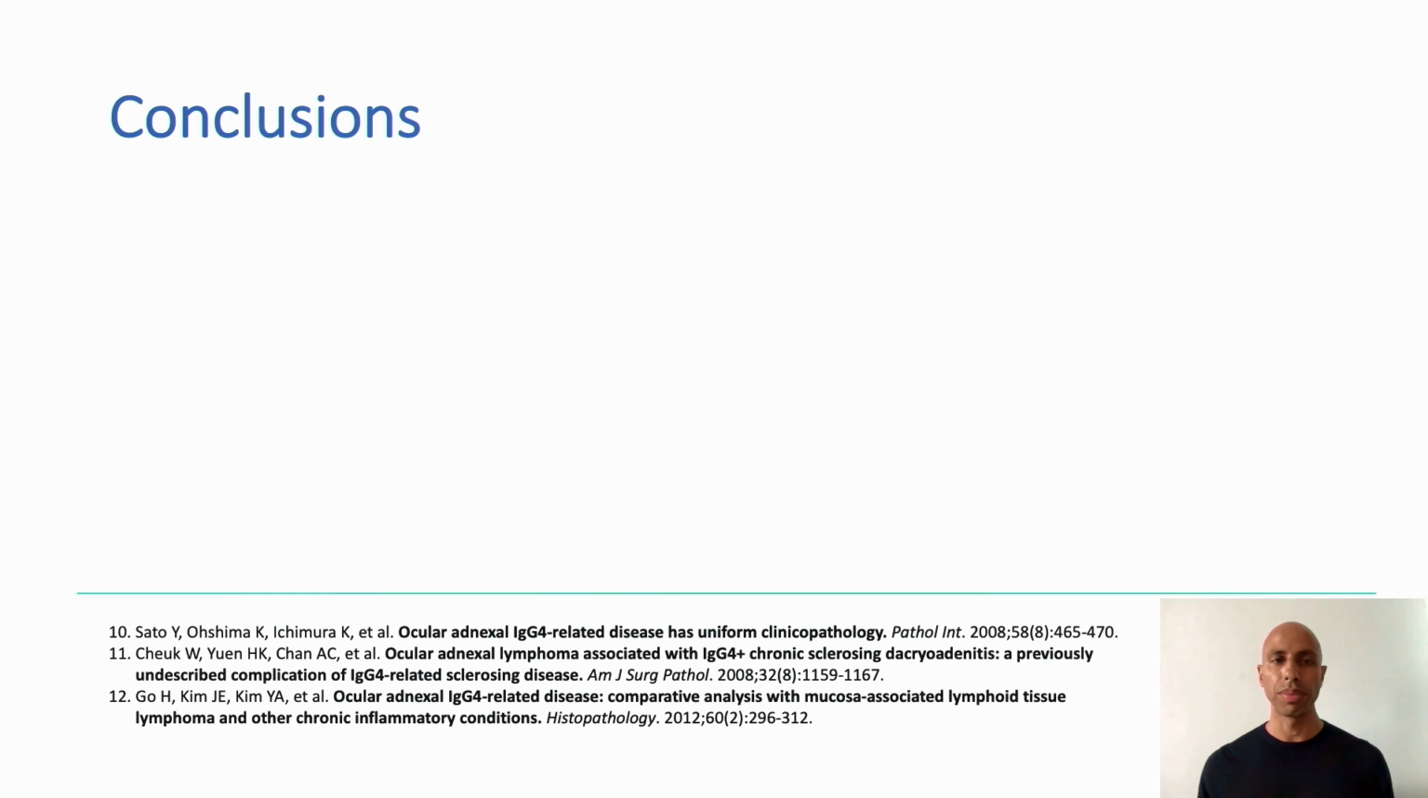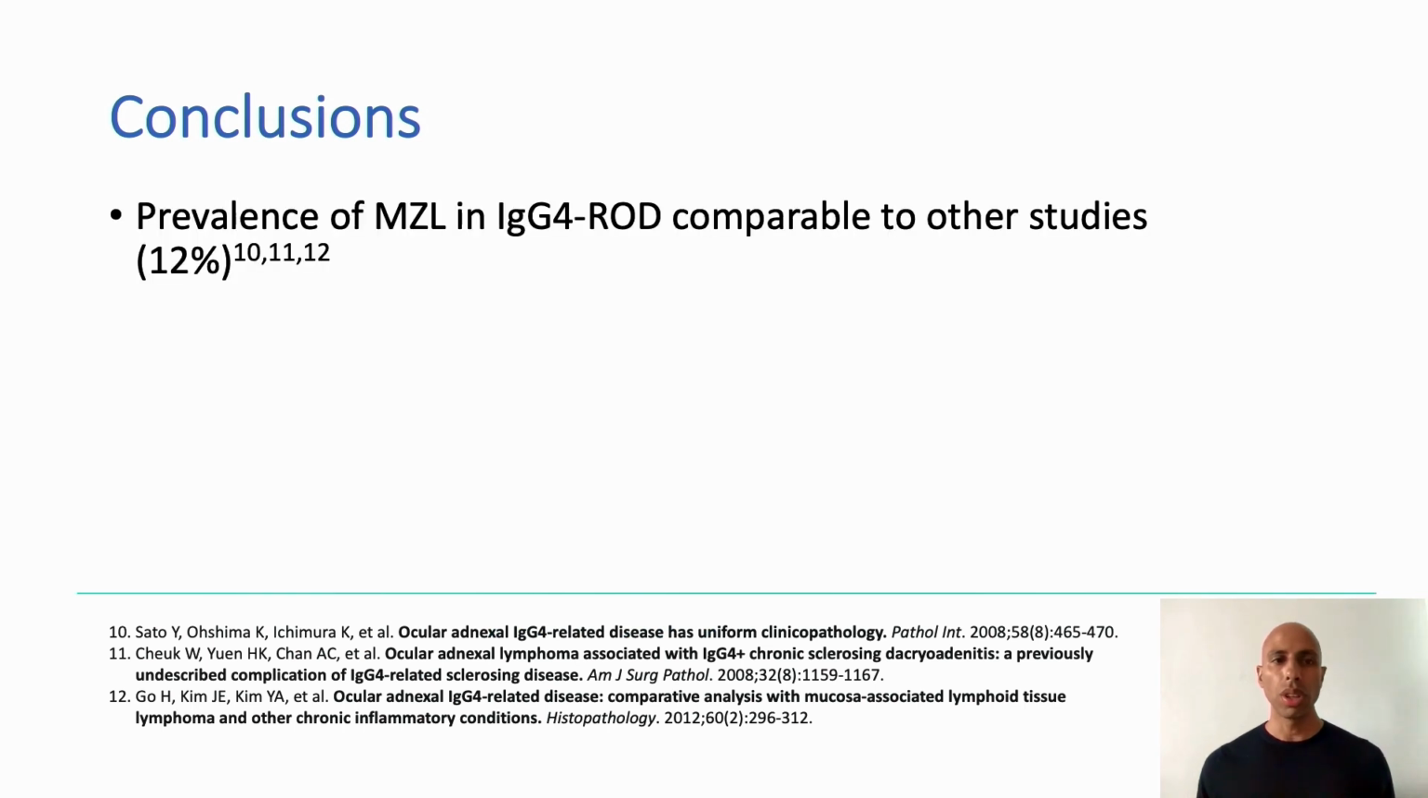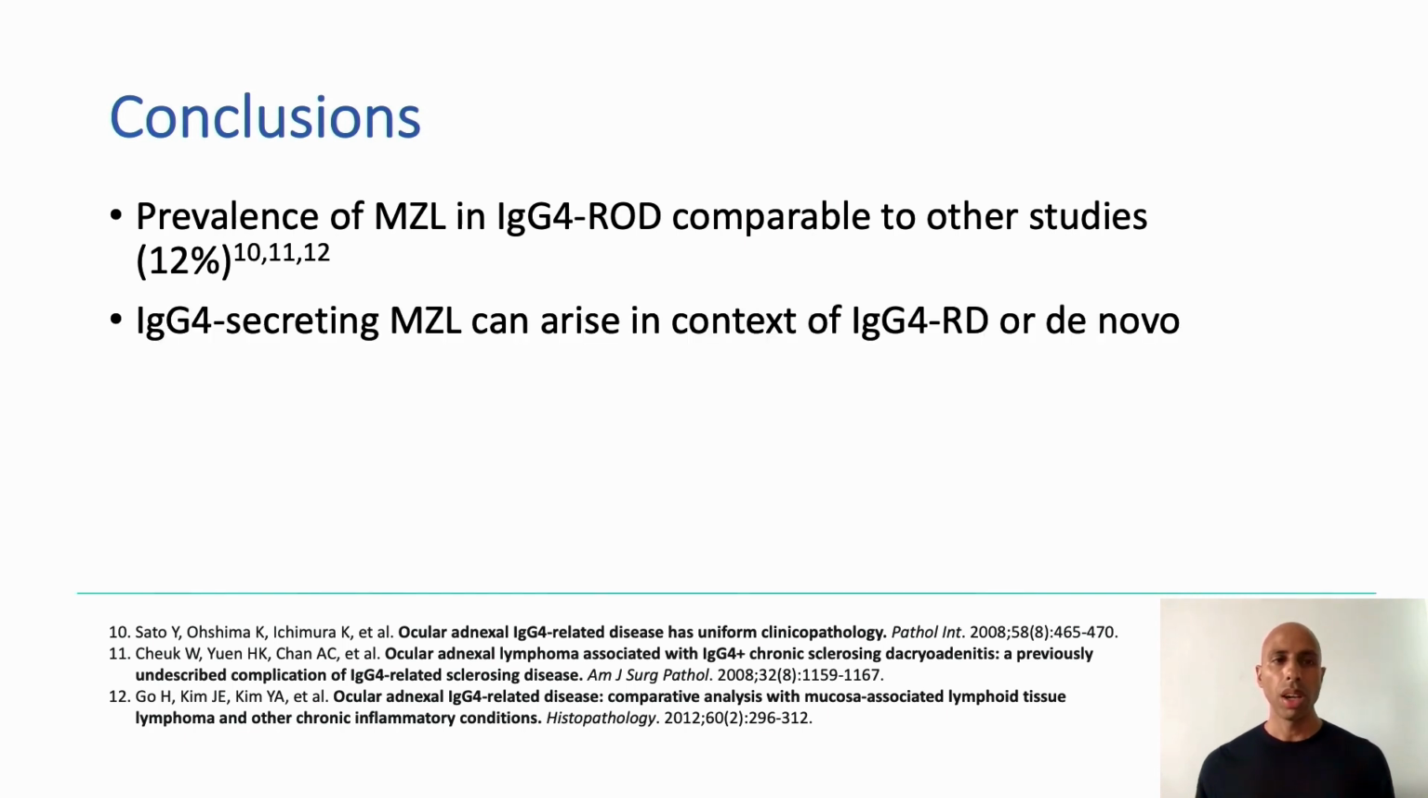So in conclusion, the prevalence of marginal zone lymphoma and IgG4-related disease is comparable to other studies, and we only have a preliminary result at this stage, which is 12%, and that's comparable to Japan, Hong Kong, and Korea. IgG4 secreting marginal zone lymphoma can arise in the context of IgG4-related disease or de novo.